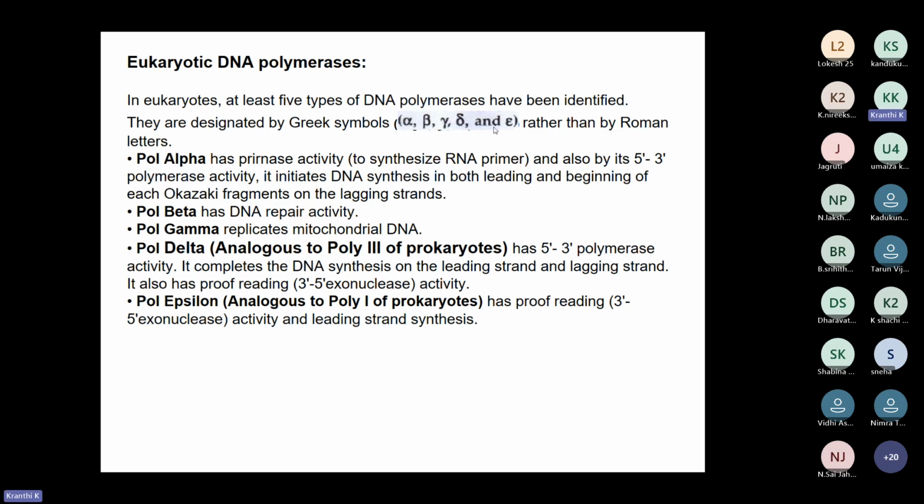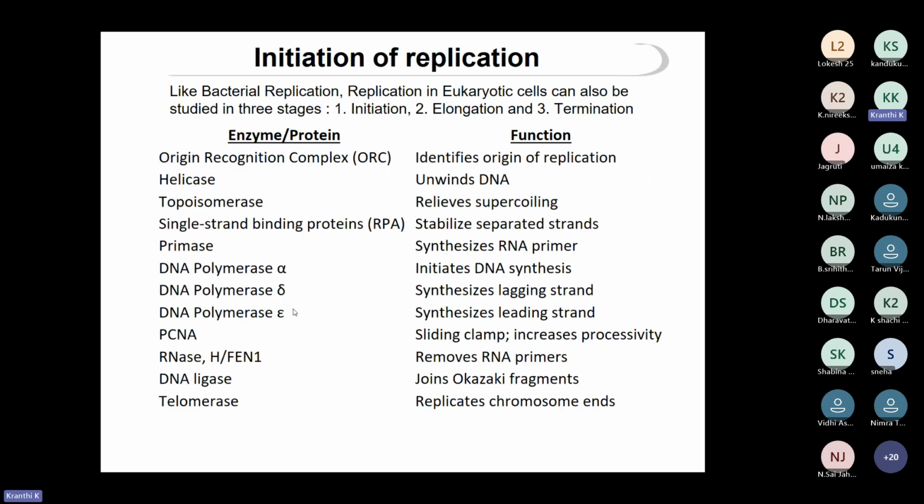So in eukaryotes, five polymerases will act. In prokaryotes, it is polymerase 1, 2, 3. But here it is 5. Out of these 5, one is completely mitochondrial, which will replicate the mitochondrial DNA. So forget about that one. Even beta, when there is any DNA damage, it will repair it. So forget about gamma and beta. Here the important ones are only three: alpha, delta, and epsilon.